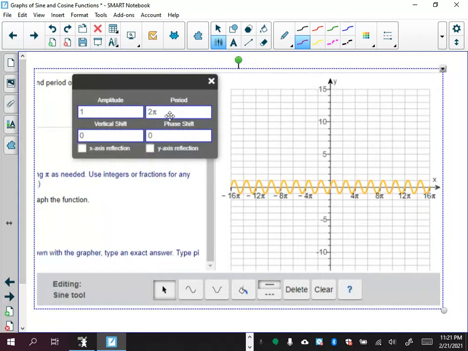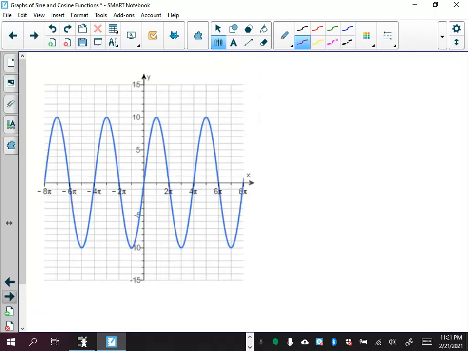So you'll put that in there. If there's any vertical shifting, you'll put that here. If there's any phase shifting, you'll put that here. Once you've done that, it'll plot this and change it to exactly what you need. So you're going to wind up with something that looks like this. Once you have everything in there, it stays yellow until you click the OK button, and then it'll turn blue, and that'll be what you're going to answer. So that's how you graph it.